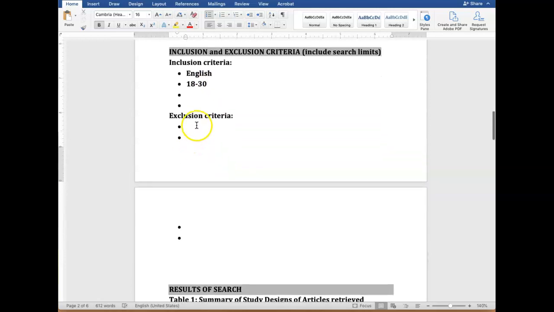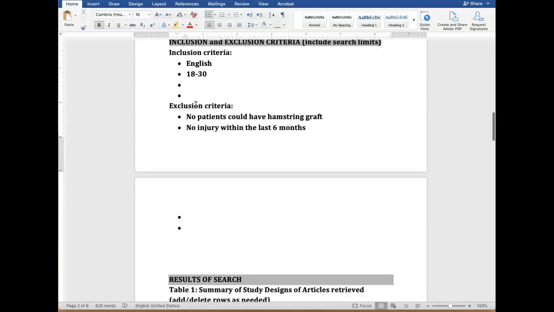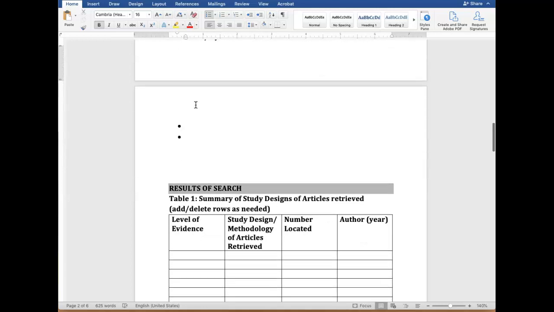For exclusion criteria, an example of this would be in the ACL research, it would be no patients could have hamstring graft, right? Does that make sense? For ankle sprain patients, it could have been something like no injury within the last 6 months, right? So you'll work with me or any other professor of the course to determine what your inclusion and exclusion criteria might be. Now, there are 4 bullet points, but that doesn't mean that you have to have 4 inclusion and 4 exclusion criteria. So feel free to delete any bullet points that you don't use to kind of clean up the document.